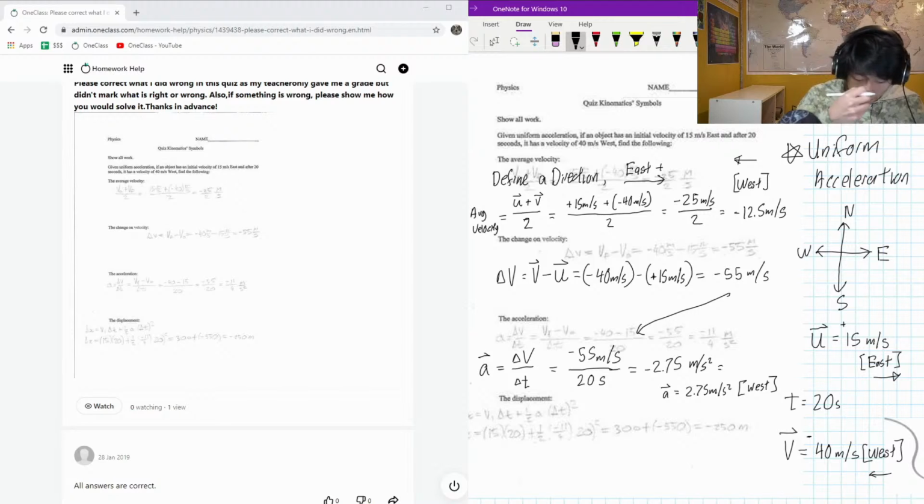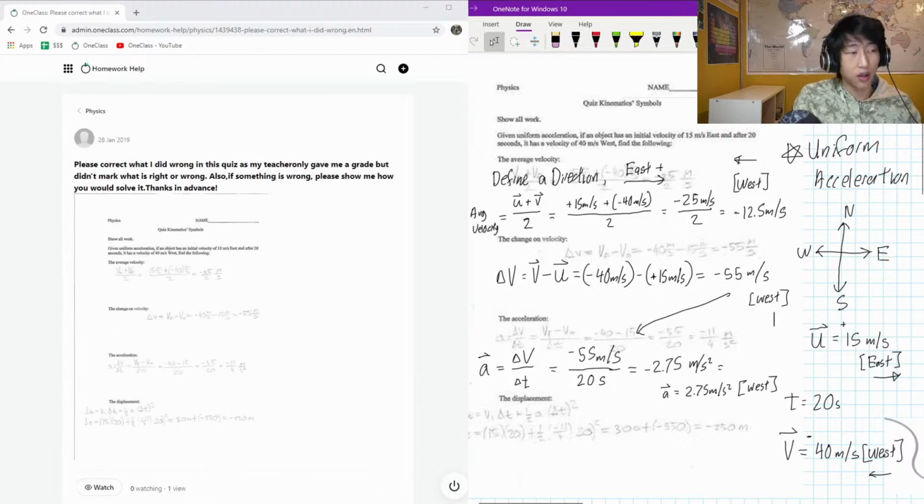Okay, that would be the vector way of saying this. And for this as well, we want to specify that this is going west. If, like the question asker was mentioning, the teacher gave a mark but didn't say what was right or wrong, if there were things wrong about this, I think what could have gone wrong is that the directions of the vectors maybe were not specified extremely clearly.